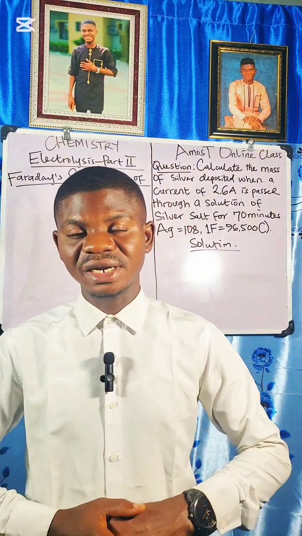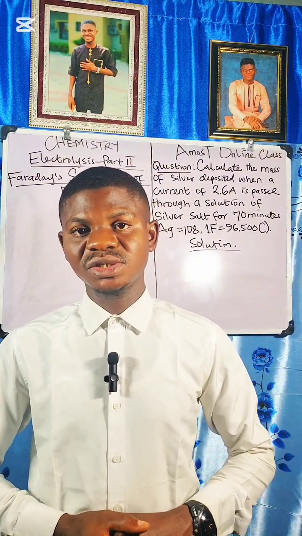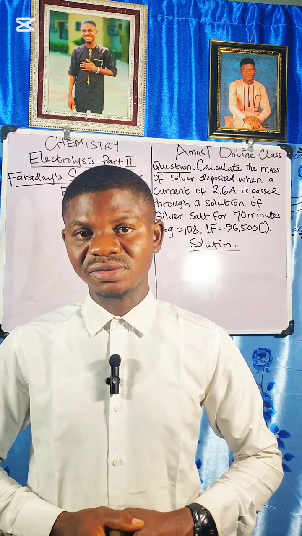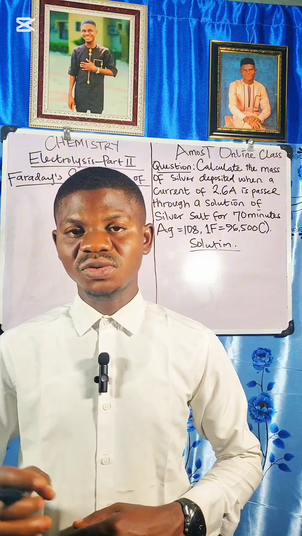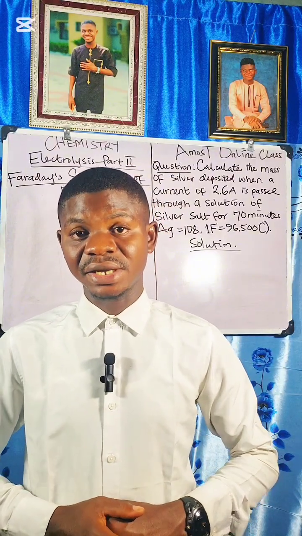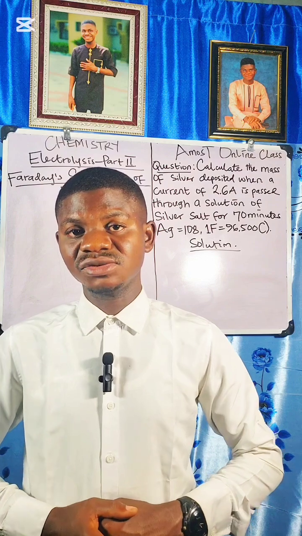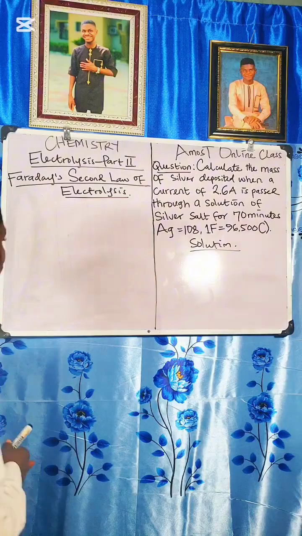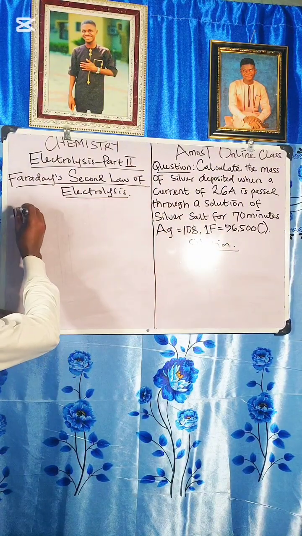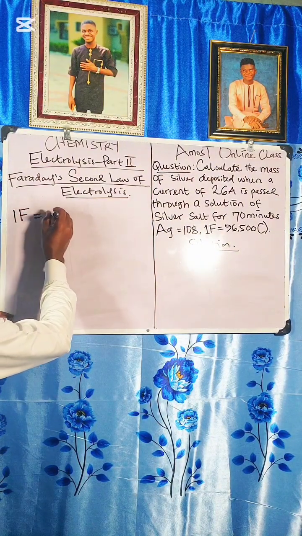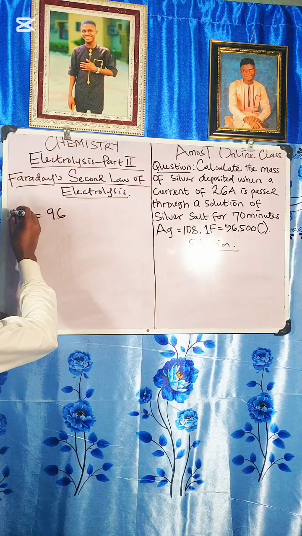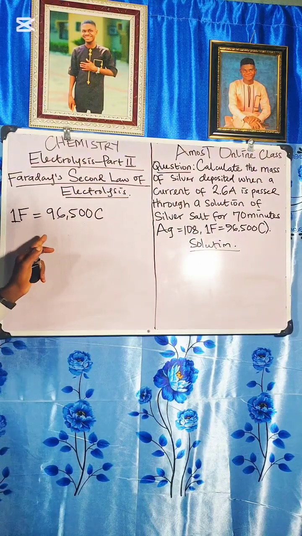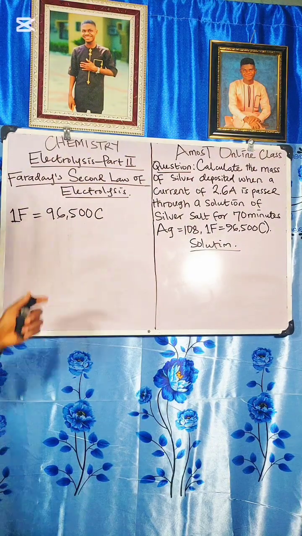Now, let's know what a Faraday is. A Faraday is the minimum quantity of electricity that is required to liberate 1 mole of a singly charged ion. 1 Faraday is numerically equal to 96,500 coulomb.